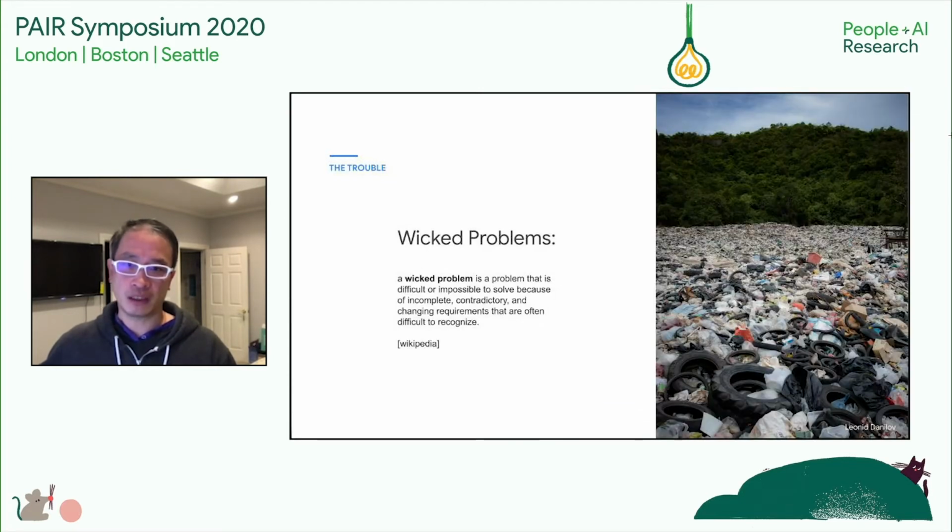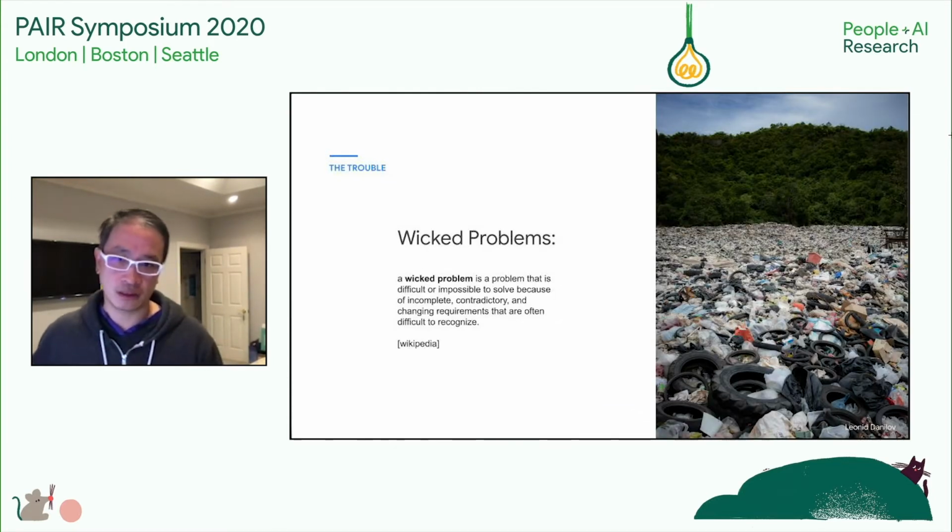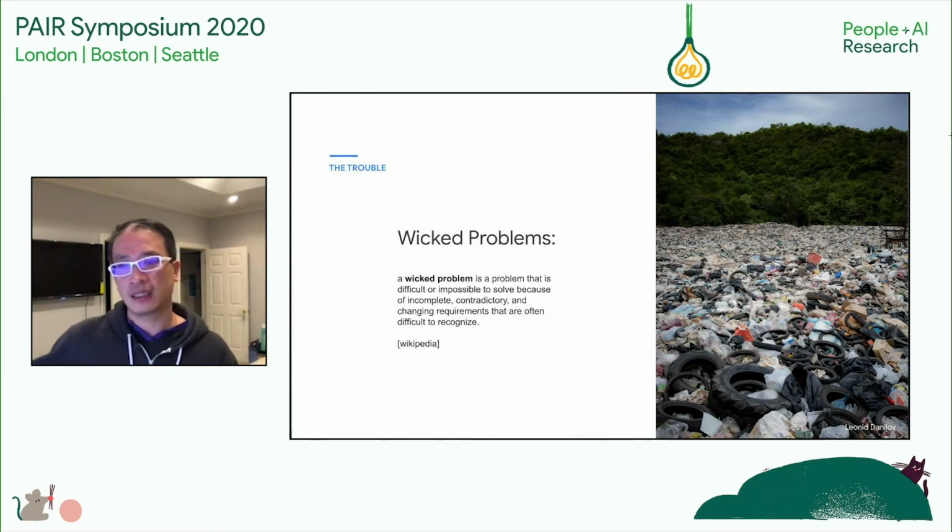The other point I wanted to make about loss functions as boundary objects is that oftentimes loss functions are actually situated within a wicked problem. In case you're not familiar with this concept, a wicked problem is a problem that is difficult or impossible to solve because of incomplete, contradictory, or changing requirements that are very dynamic and very difficult to recognize. It often refers to problems that cannot be fixed, perhaps, for example, in time, or where there's no single solution to these problems.